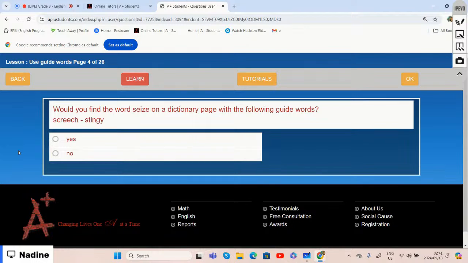And if we were to find that word, or if we would say if we will find that word, then yes, we will. Because E comes between C and T.